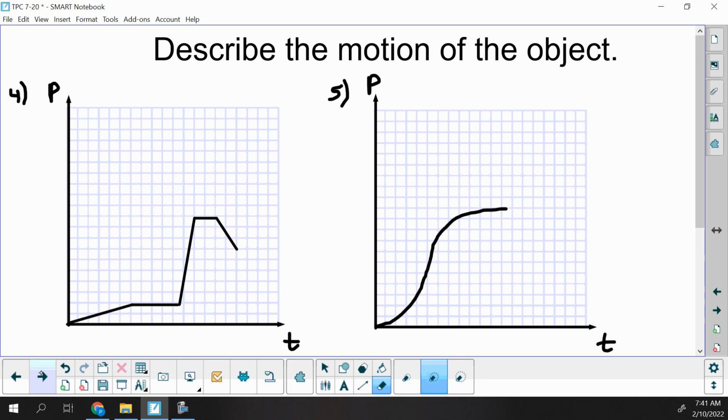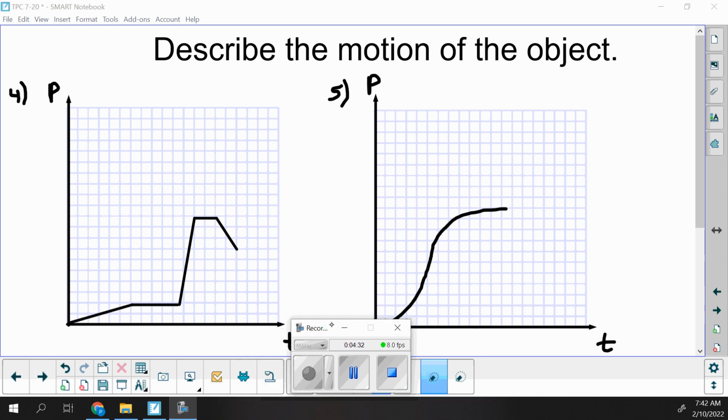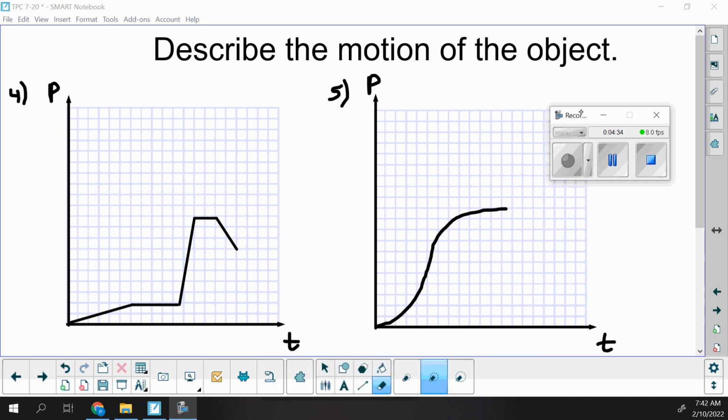All right, here's two more for you to do. Again, position and time graphs, number 4 and 5. Doing these on your separate sheet of regular paper, not on the graph paper. And same thing, see if you can describe it just like we did in the last ones. And we'll pause the video for, we'll say 4 minutes for you to do these two.